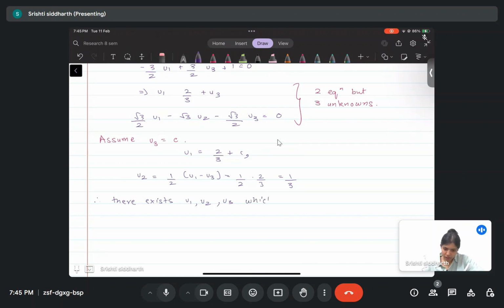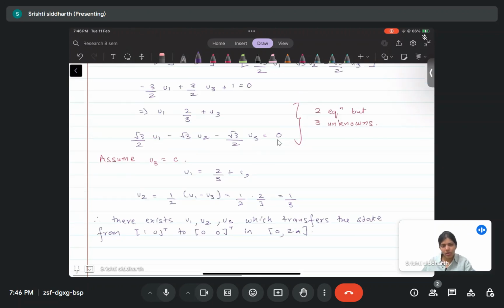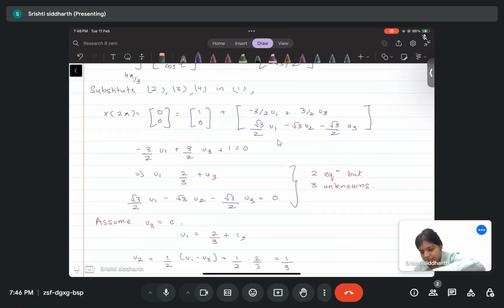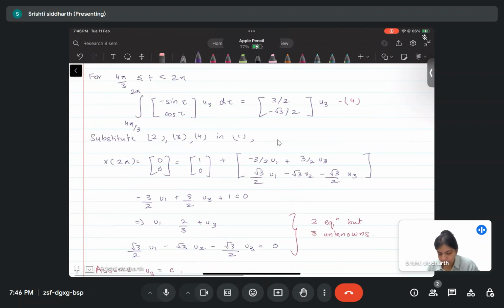which transfers the state from 0, 0, 0 in the time interval equal to 2 pi. Alright, so this was a question which showed how to actually find the input, given that we have proved that the system is controllable and we have also the controllability Gramian hypothesis.